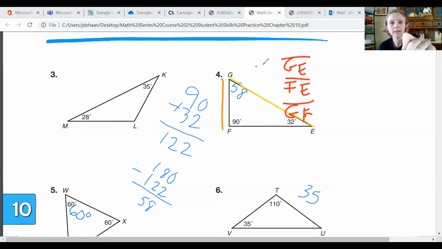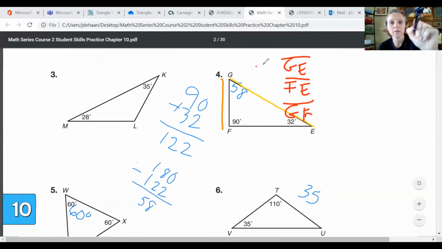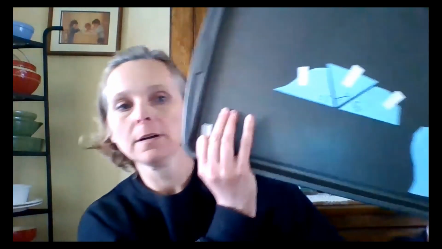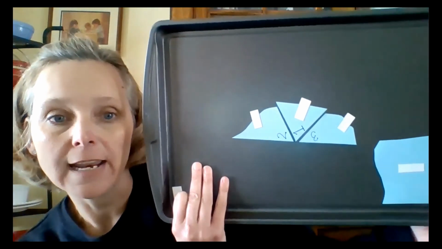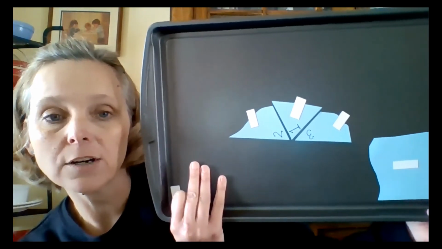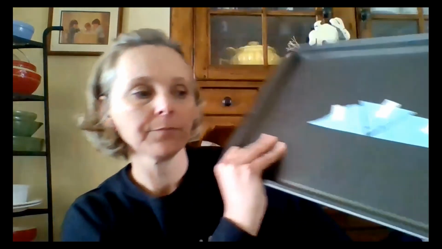Let me stop sharing. So hopefully that reviewed a little bit of old triangle concepts and introduced you to the new theorem, the triangle sum theorem. Always remember the demonstration we had here, okay? The angles equal 180 degrees because they would make a straight line.